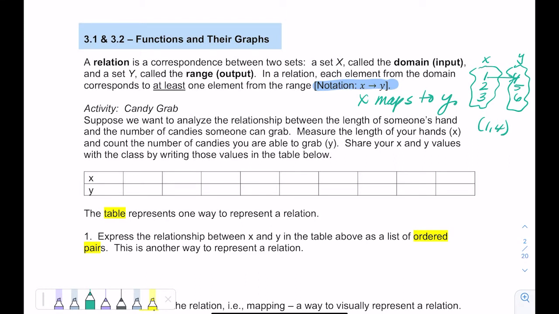So in class I did a candy grab where you measured the length of your hand in inches and then you counted the number of candies you were able to grab. And that was our relation. There was a set of ordered pairs that represented X, which would be our hand length, and Y, which is the number of candies. Since we don't have that data, let's pretend these are the numbers we got. So if your hand was 6 inches long, you were able to grab 15 candies, and so on.